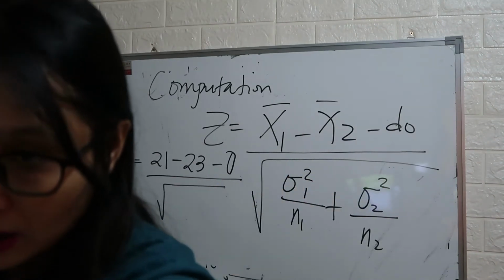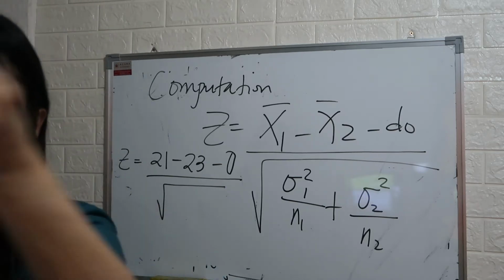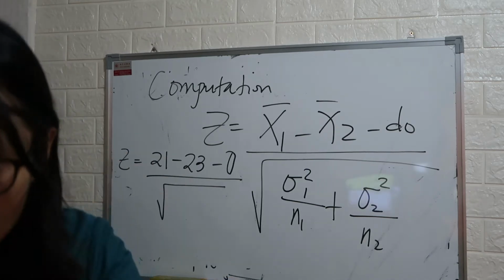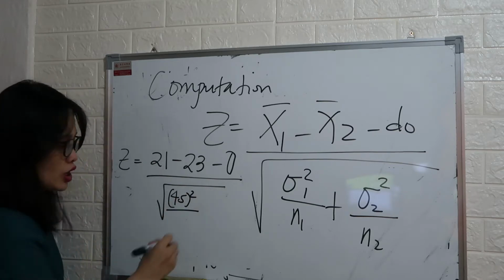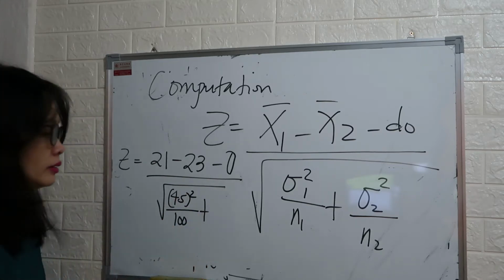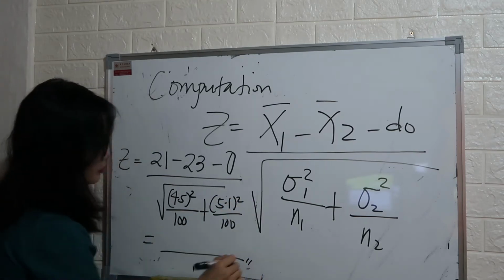The given in the problem is a standard deviation. So how do we convert it to variance? Simply get the square of your standard deviation. So that will become 4.5 squared over 100, because the sample size is 100, plus 5.1 squared over 100. So what is your z value?